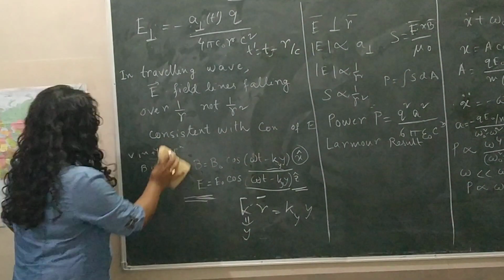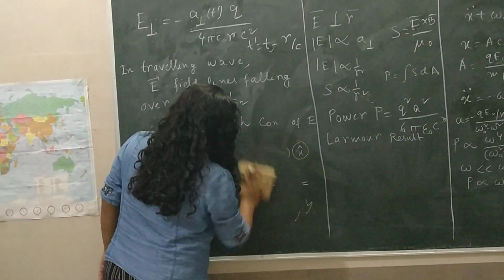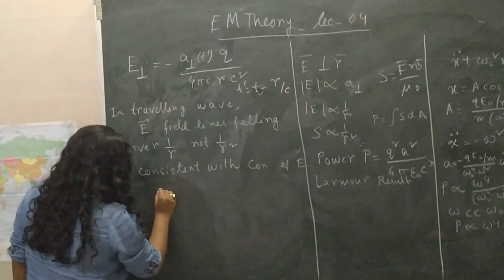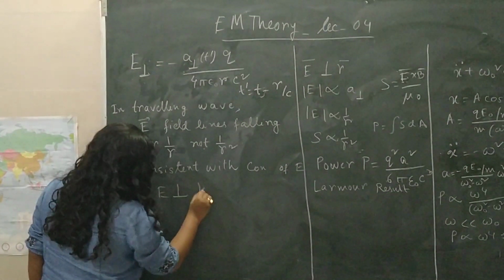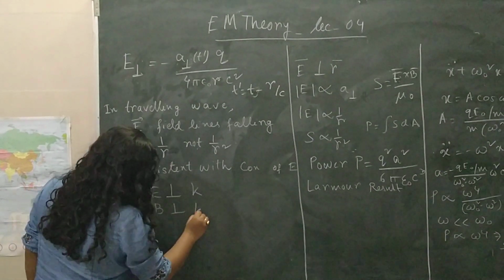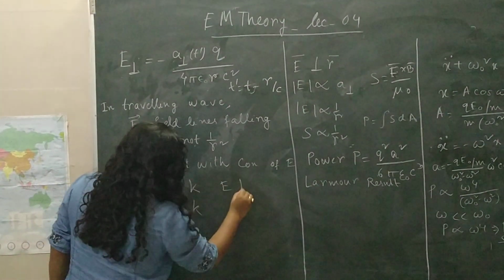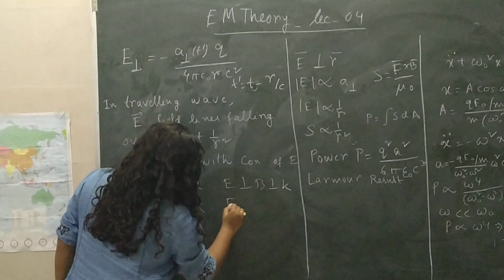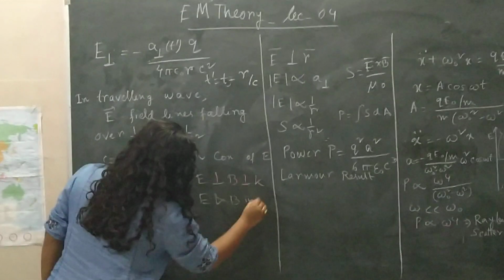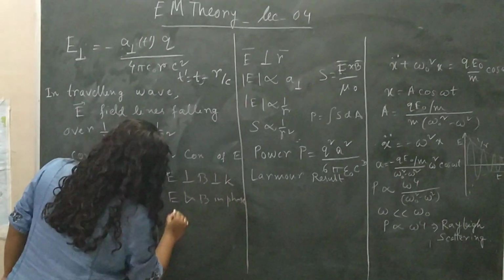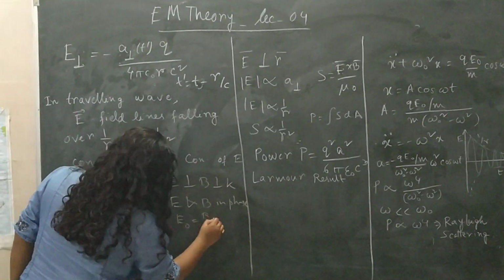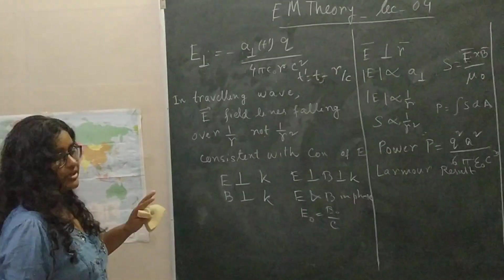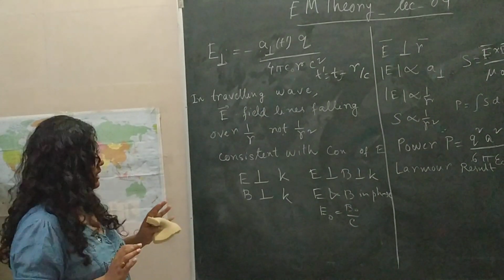So to summarize the properties of the electromagnetic wave: the electric field is perpendicular to the k vector, the magnetic field is perpendicular to the k vector, and the electric field is perpendicular to the B vector. All three are mutually perpendicular, E and B are in phase, and E naught equals B naught times c. All these things you have to keep in mind whenever you are writing the electromagnetic wave.